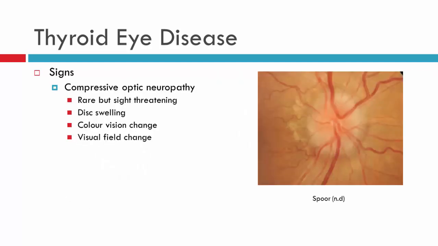So due to the enlargement of the extraocular muscles and the increase in the orbital volume, we can expect that some patients will be at risk of compressive optic neuropathy. It is actually fairly rare, but clearly it's sight-threatening and needs immediate action when this is occurring. So disc swelling will be seen, and colour vision changes will be seen. So obviously you'll be doing NSS and colour vision in these patients, and visual field changes will also occur in relation to this.